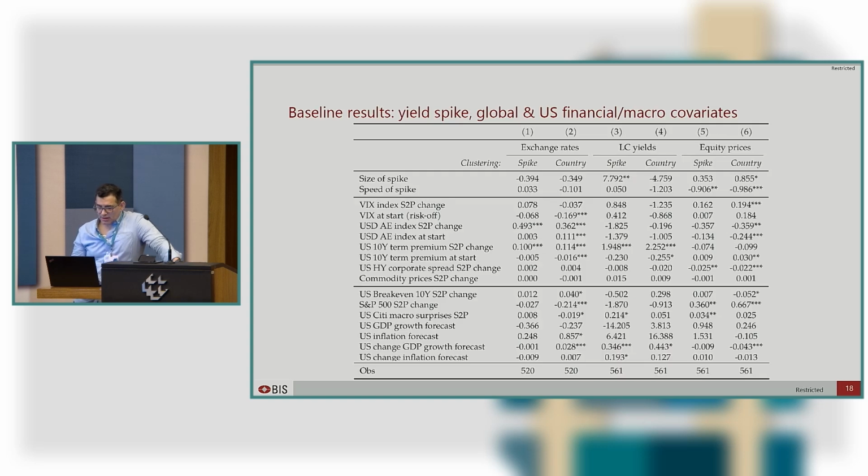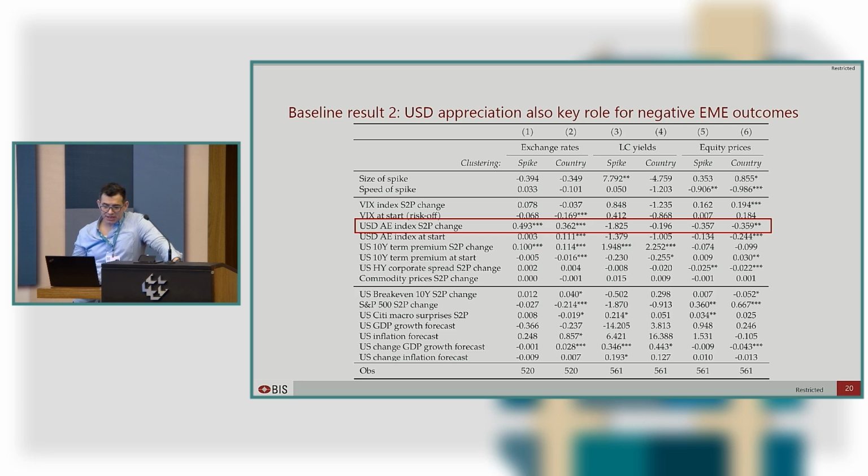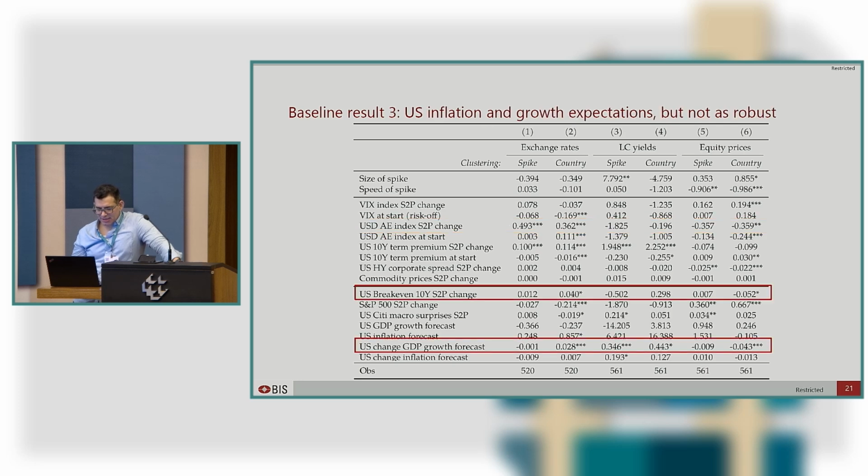So the baseline results, again, this is one variable by one variable, and what we're going to get is the variables that across the different specifications come out as significant drivers of negative outcomes in emerging markets. So larger changes in exchange rates, positive, meaning a depreciation, larger changes in local currency bond yields, meaning overshooting of the local currency yield, and falls in equity prices, as well as the US term premium, the start-to-peak change in the US term premium, and the start-to-peak change in the index of the dollar against advanced economies. So that's the key result that we find first, the baseline result.